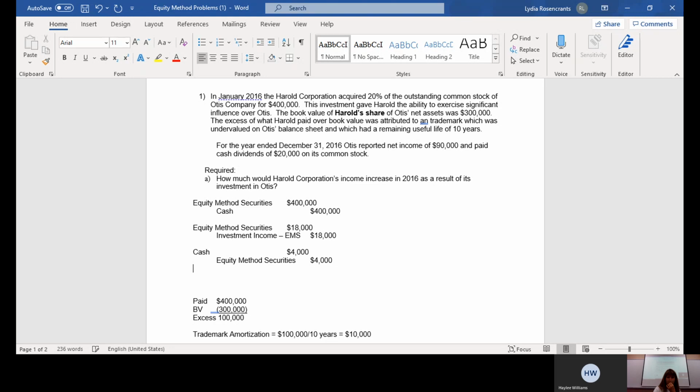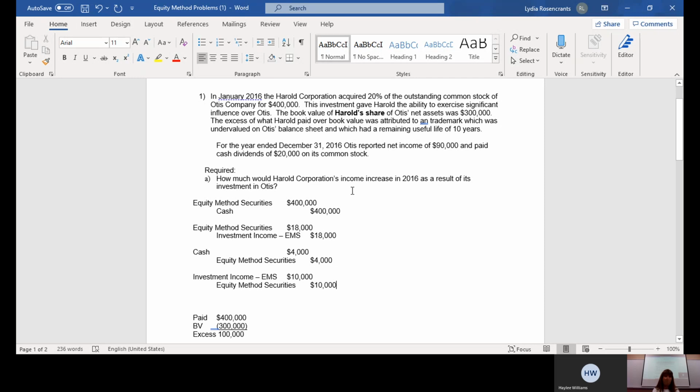So up here, I'm going to make my fourth journal entry, and it's going to reverse the second one. It's going to be a debit to investment income for 10,000 and a credit to equity method securities, 10,000. So the answer to A then, how much would Herald Corporation's income increase?